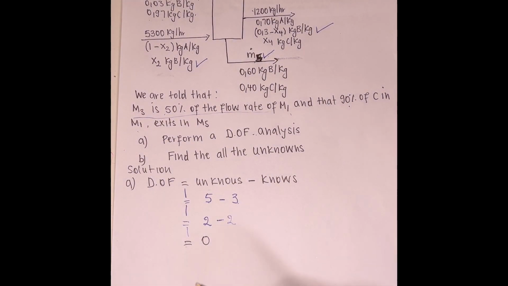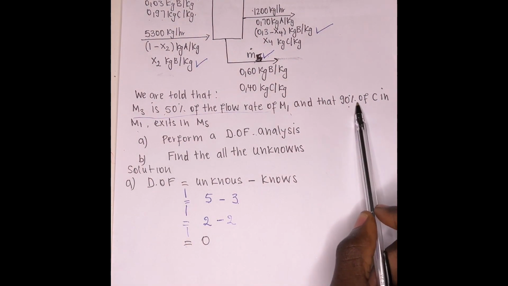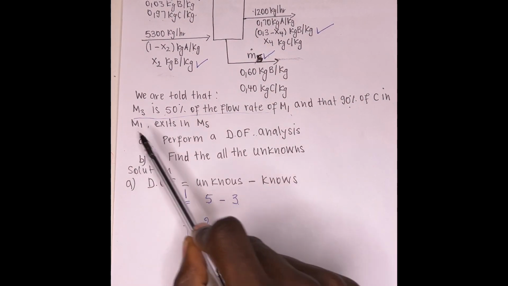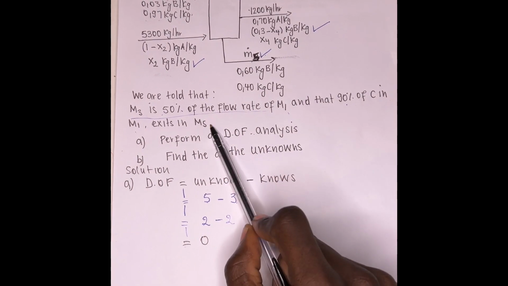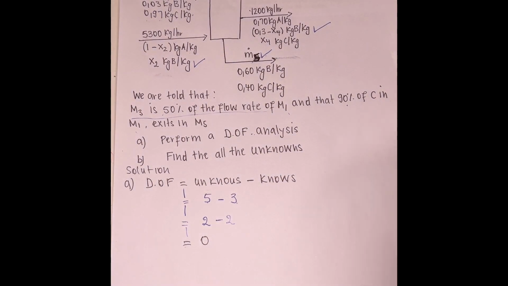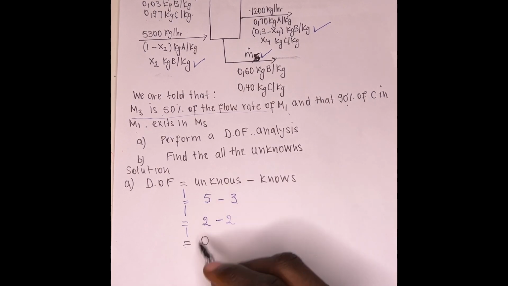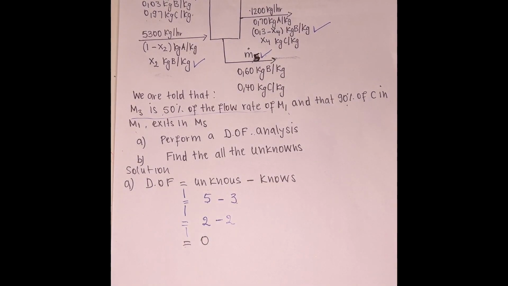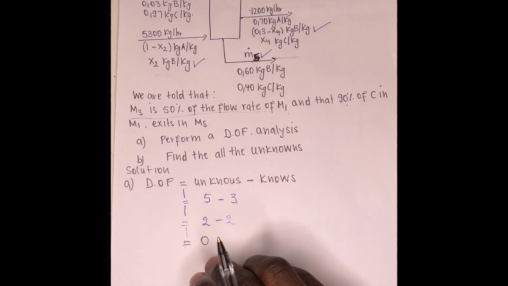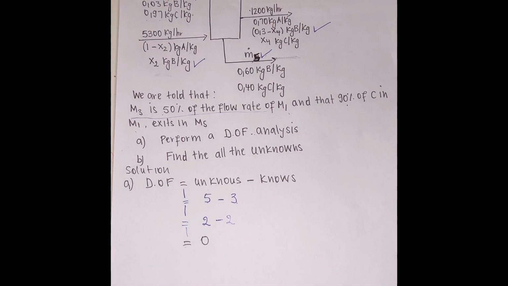So it becomes 1. And then they say again, 90% of C in M1 exists again in M5. So it becomes the second equation, but you can call those equations specification equations. So it's also 2. Then 2 minus 2 is 0. That means this question can be solved. Guys, carefully, if you find some number like 1 here, then you have a problem. It means you can't solve this equation. So when the degree of freedom reaches 0, it means you can solve this equation. Let me take the paper and see how we can solve this question.